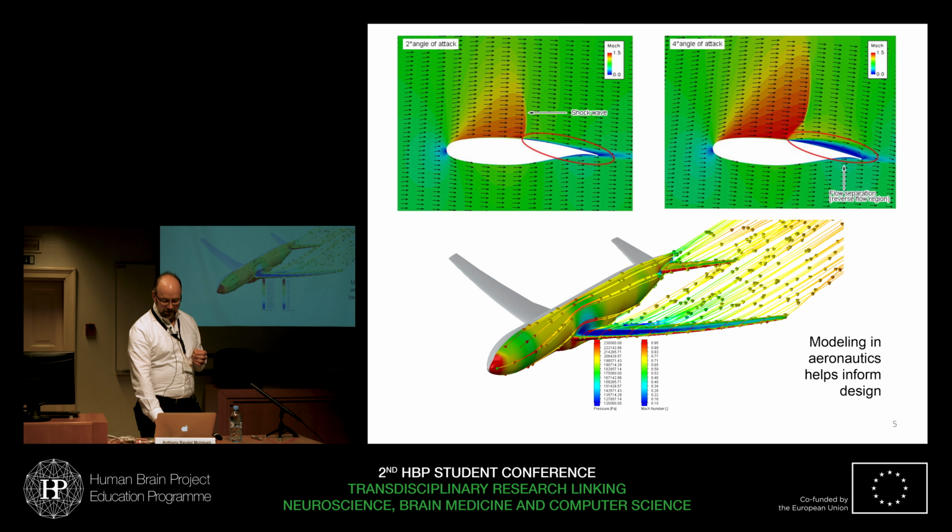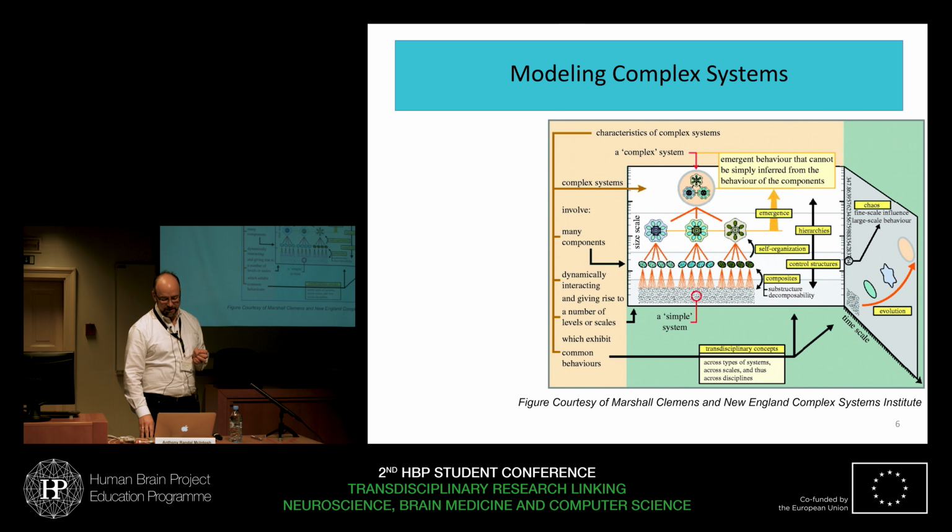Now, we have an additional challenge in studying the brain, which is that we're modeling a very complex system. And complex system here, I'm using in the definition of complex adaptive systems, for example. So it's actually very specific to that definition.